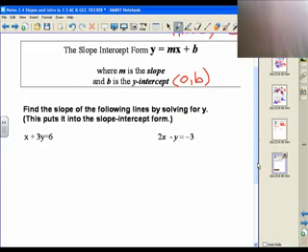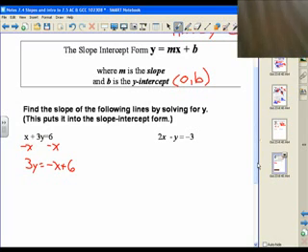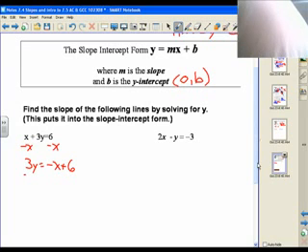So on this one, how would I move it over? I need to move the x to the other side. So what would I do? I would subtract x from both sides, and I would get 3y equals negative x plus 6. And notice how I write it: y, x, and then a number. Now I need the y alone, so I'm going to do what? Divide both sides by 3.